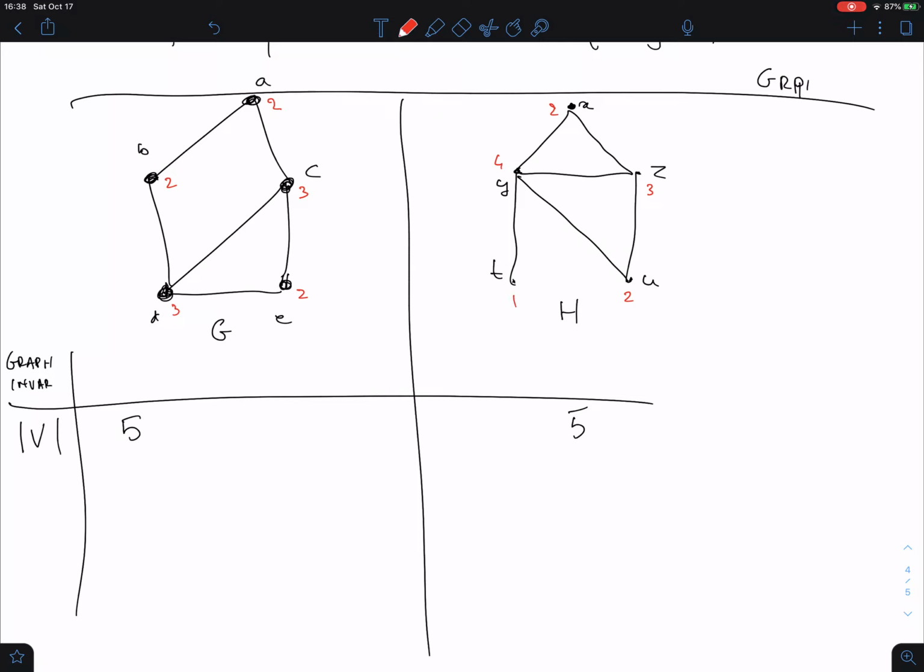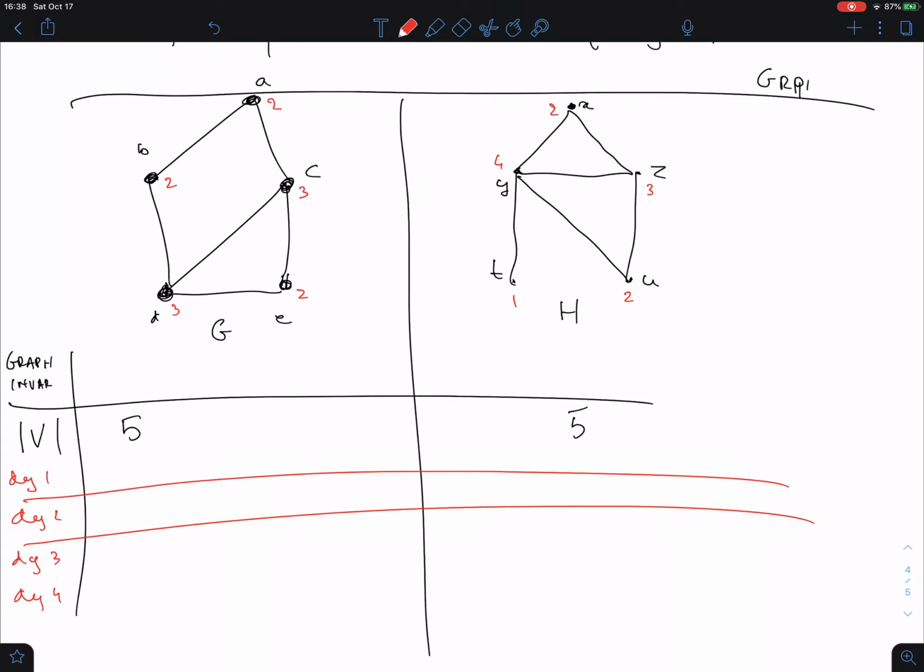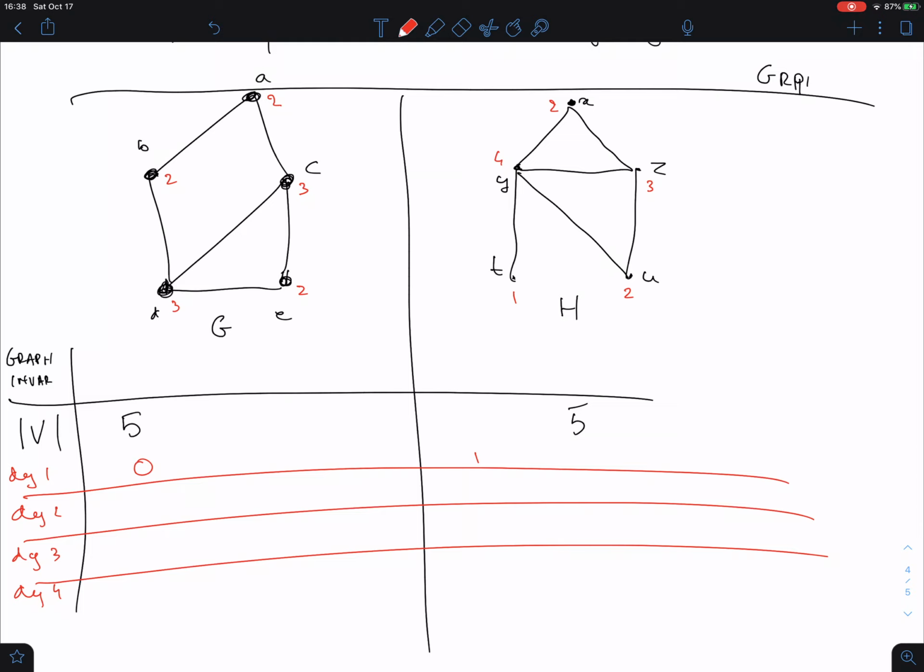So how many are there of degree 1, degree 2, degree 3, degree 4? That's all that happens, right? Let's mark the number of them. In the first one, there's nothing of degree 1, but there is 1 in H. Degree 2, we have 1, 2, 3, and in there we have only 2. In degree 3, we have 2 on the left. So this is the number.